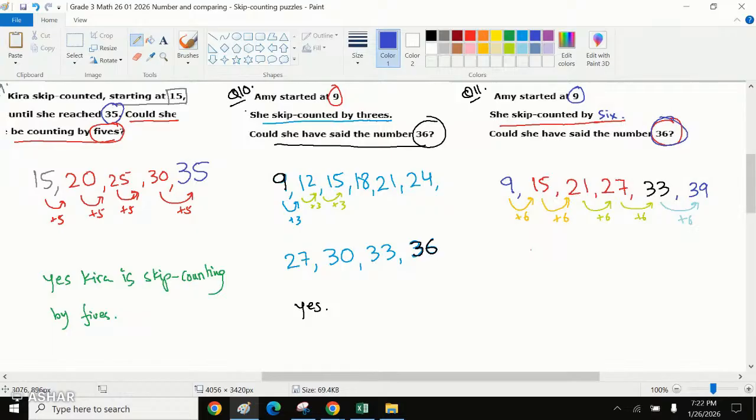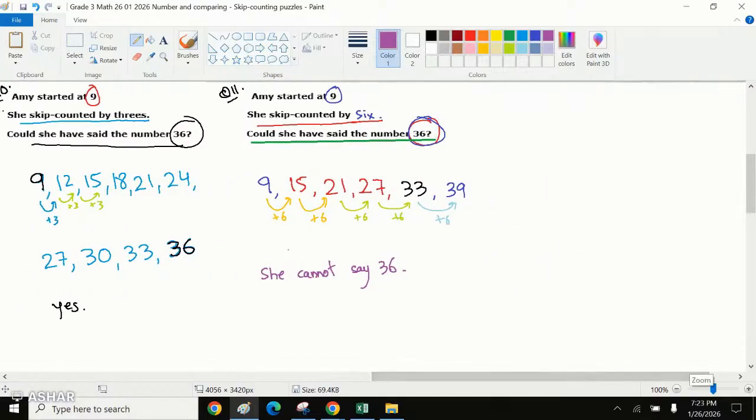Right? So was she able to say 36? Could she have said the number 36? She can say 33, right? She can say 39. But she cannot say 36, right? Because we started at 9 and we are skipping by 6. So 36 does not come over here. Okay. Thank you, everyone.